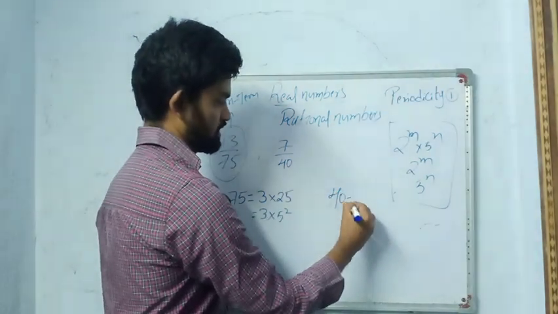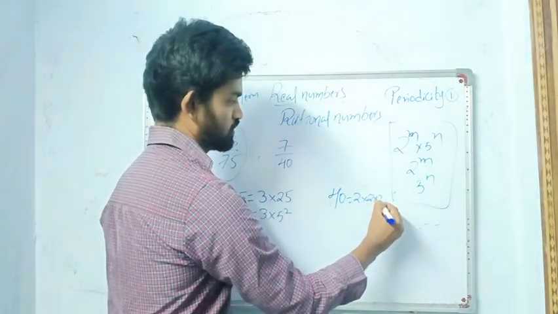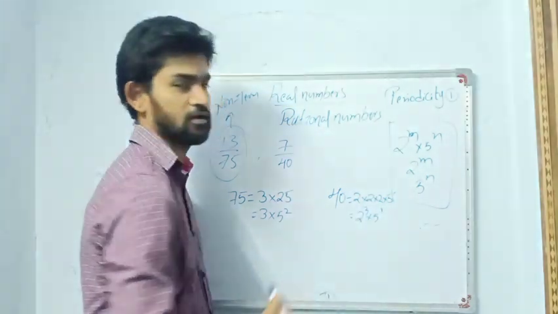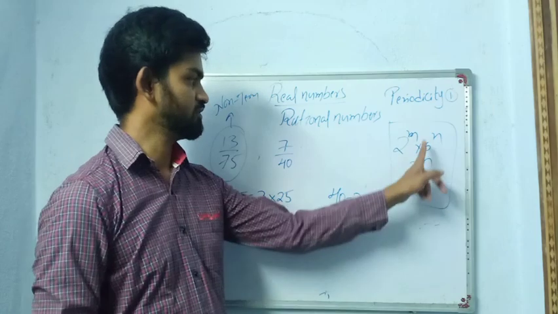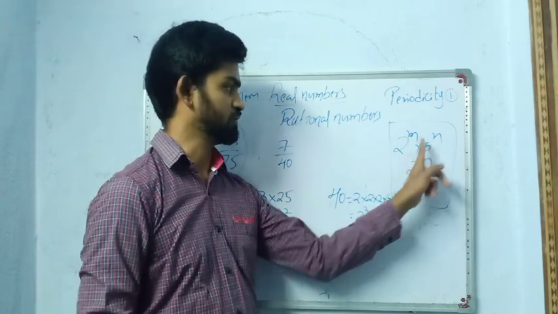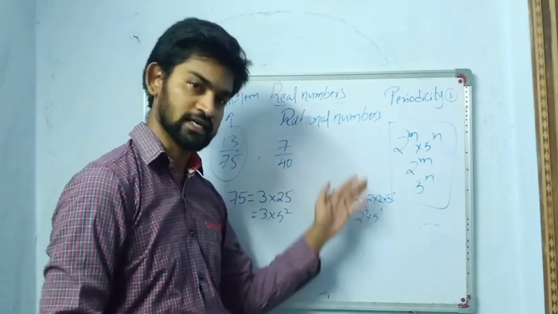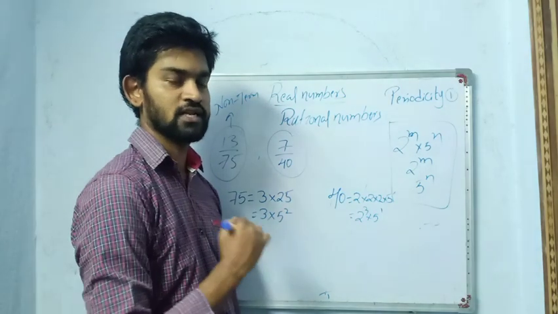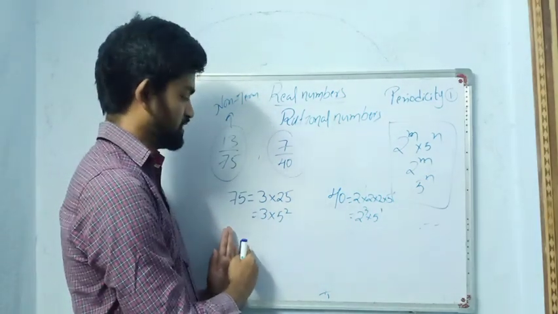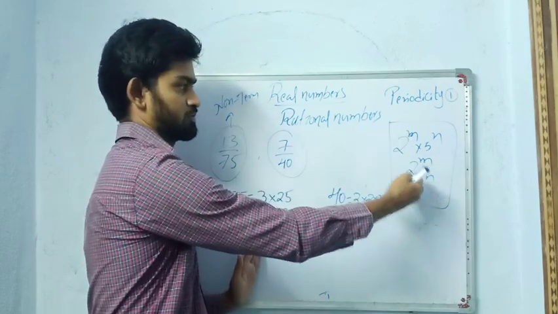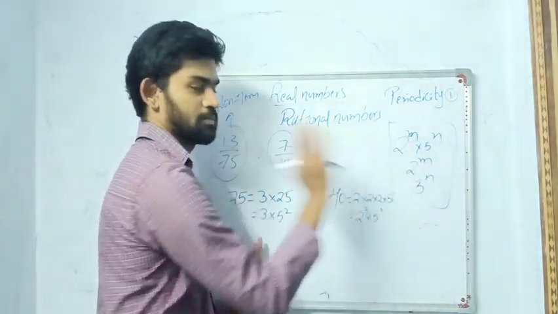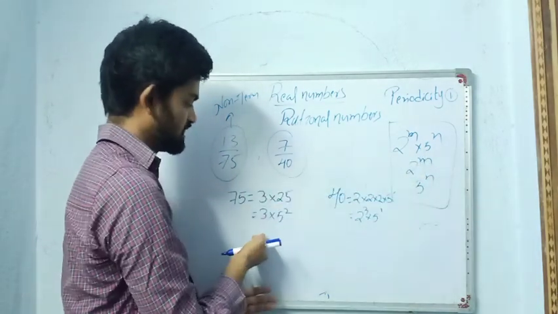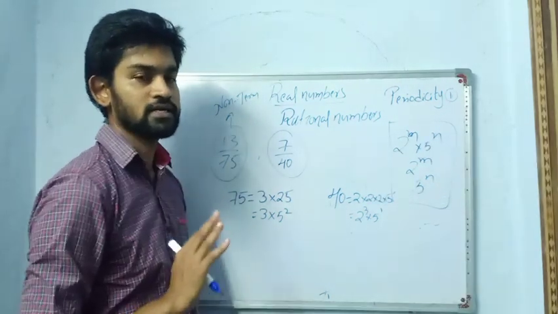Now let us check this one. 40 can be written as 2 into 2 into 2 into 5. So we got 2 cube into 5 power 1. See here, one of these cases exists: 2 power 3 into 5 power 1. So this becomes a terminating rational number. So 7 by 40 is a terminating rational number. If the denominator is any of these forms, 2 power m into 5 power n, or 2 power m or 5 power n, then it becomes a terminating rational number. Other than these 3 cases, it becomes a non-terminating rational number.